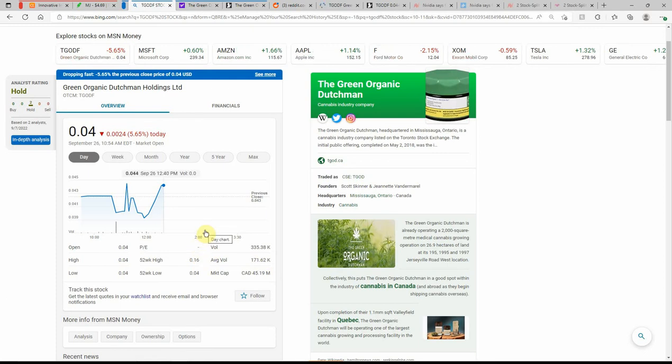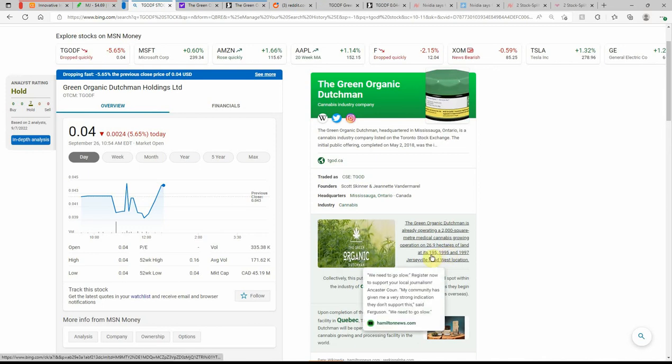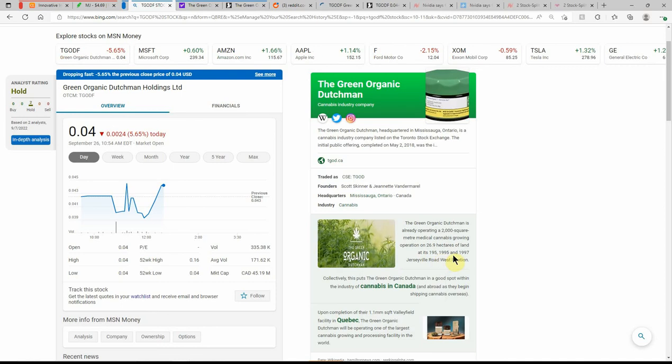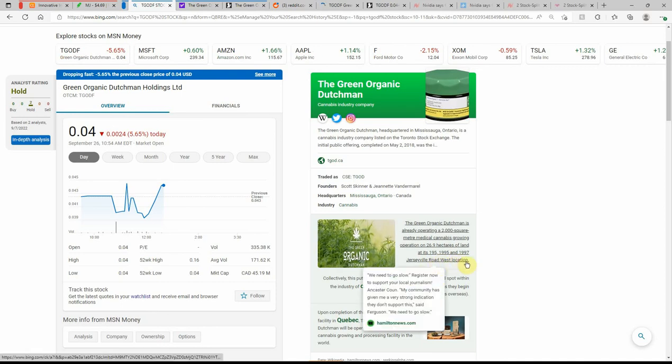Green Organic Dutchman, headquartered in Mississauga, Ontario, is a cannabis industry company listed on the Toronto Stock Exchange. TGOD is the Canadian ticker, and TGODF is traded over the counter. They're already operating a 2,000 square foot medical cannabis growing operation on 26.9 hectares of land at its 1995 and 97 Jerseyville Road West location.